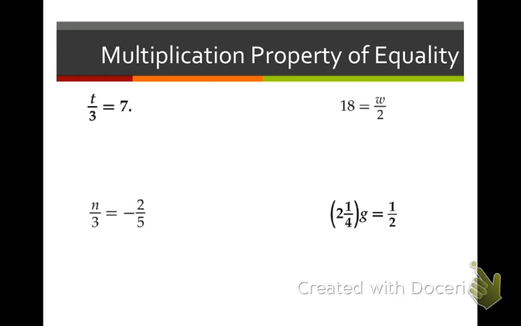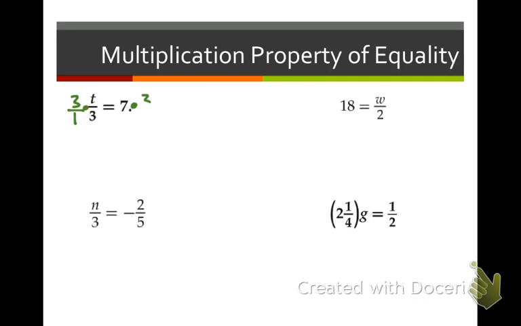So for the first slide right here, we're going to solve for t by using the multiplication property of equality. Here we have t divided by 3, right? We want to solve for t. We want to get t by itself. So we have to get rid of that 3 on the bottom. To get rid of that 3, we're going to multiply by 3 over 1. This is called the inverse, okay?